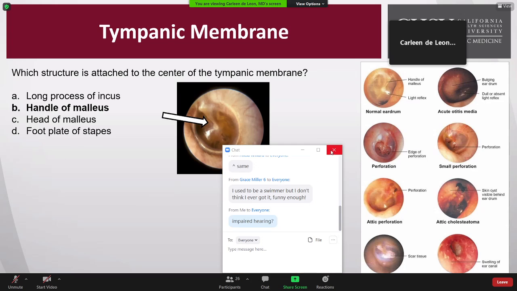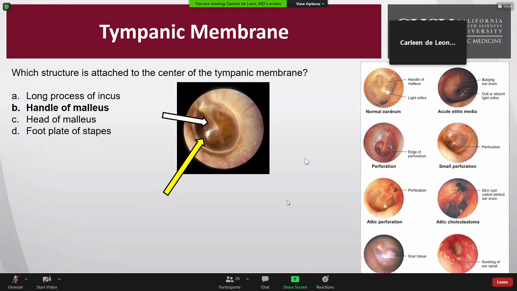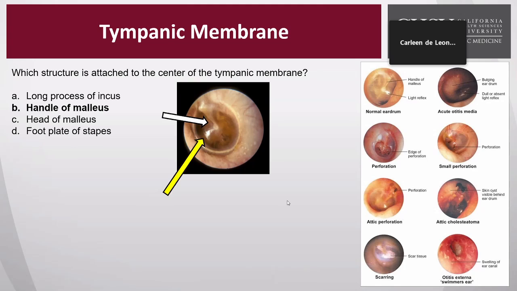Let's see. Oh, I got another one on this slide. Do you see this light reflex on here? It's also called a cone of light. So this is important to know. You can tell whether you're looking at a picture of the left ear or the right ear. Does anybody know how to distinguish that?